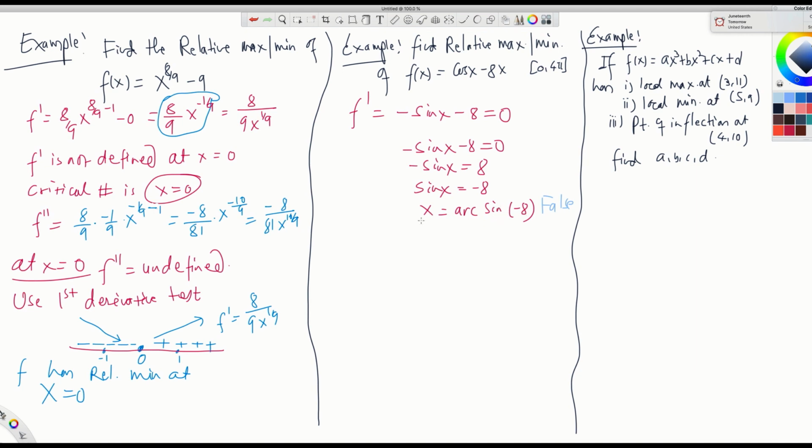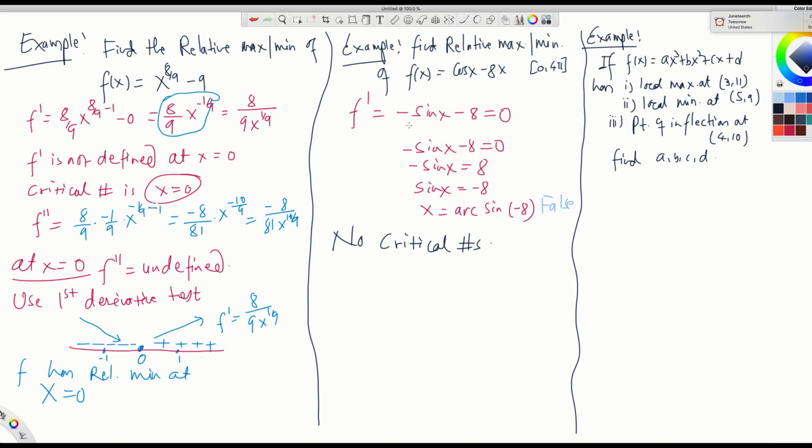So what we get is there are no critical points, or no critical numbers. No critical number means there is no max or min, because if there is a local max or local min, it must be on a critical number. If there is no critical number, then there is no local max and min.